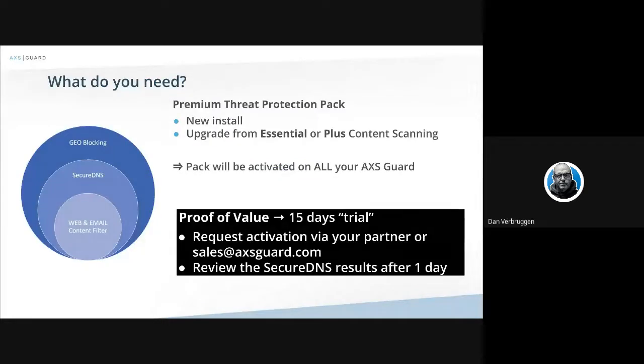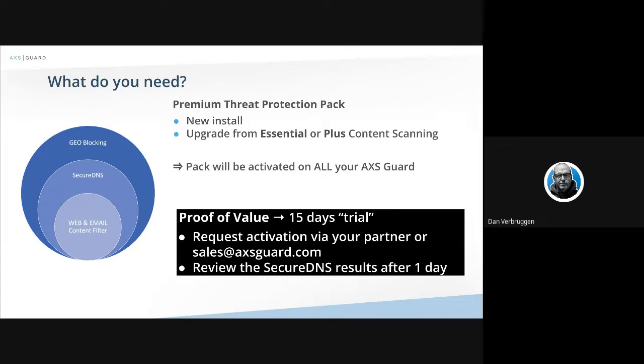So just to recap, what do you need to use SecureDNS? Well, basically you only need one pack. That's the premium threat protection pack. Either we can install it as a new installation or a new activation on your Access Guard, or if you already have the essential or plus content scanning, we can simply make the upgrade.